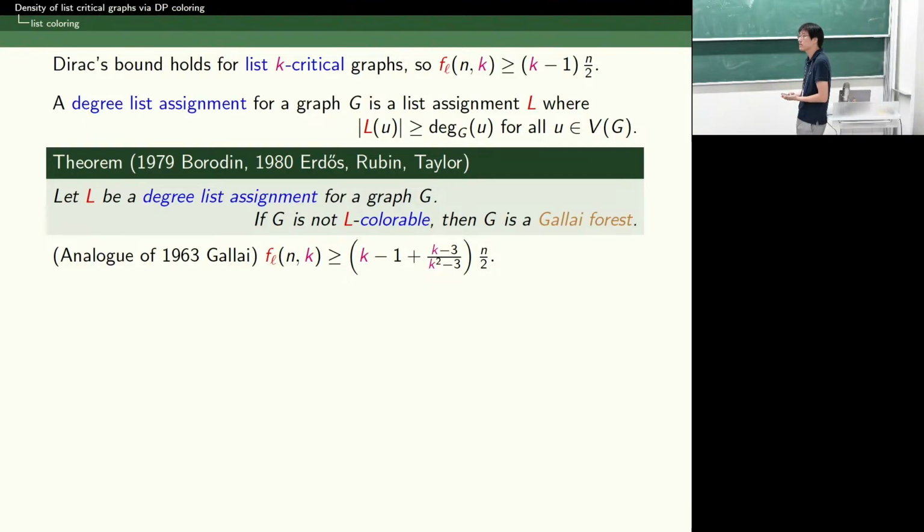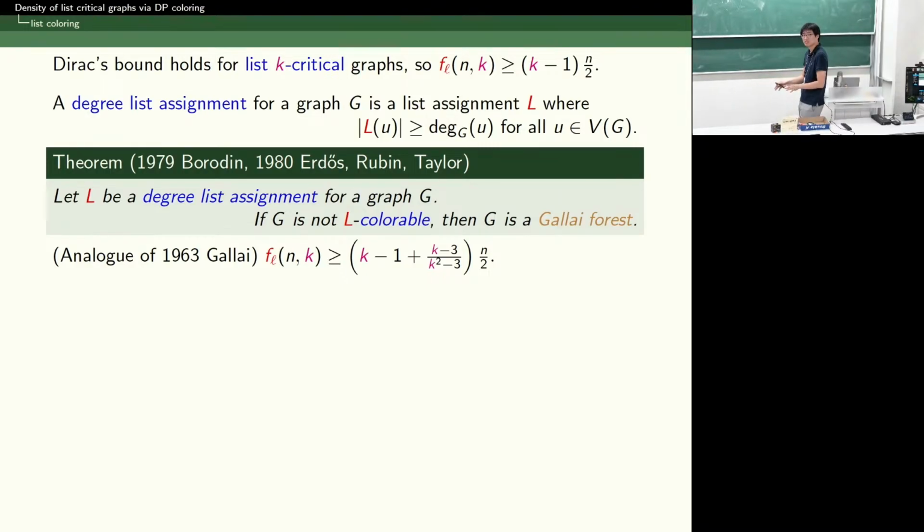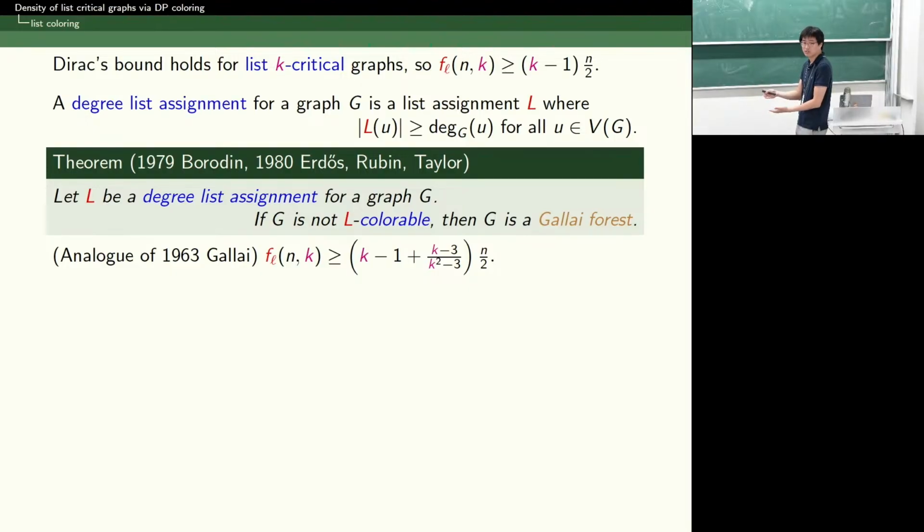It actually characterizes when a list assignment is not colorable. Namely, if you give me some list assignment, I'll say, well, it's not colorable if you're this graph. So a degree list assignment is where I will guarantee some number of colors for every vertex, but the number of colors I guarantee for that vertex will depend on its degree. So here, that's what this is saying. The size of the list, the available colors for that vertex u, is at least its degree. And if I give this degree list assignment to a graph, and if you can't color this graph from these lists, then you know exactly how the graph looks like.